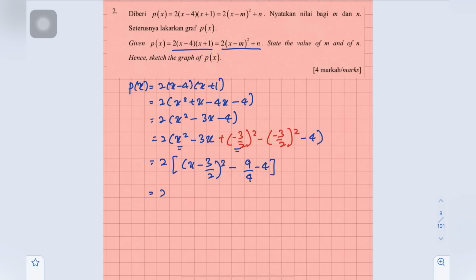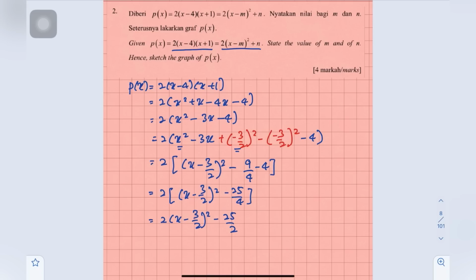Okay, so then we simplify this one. (x minus 3 over 2) squared, negative 9 over 4 minus 4 is negative 25 over 4. Okay, so then we open the big bracket. We expand to 2(x minus 3 over 2) squared minus 25 over 2. Okay, so we are done converting from general form to vertex form.